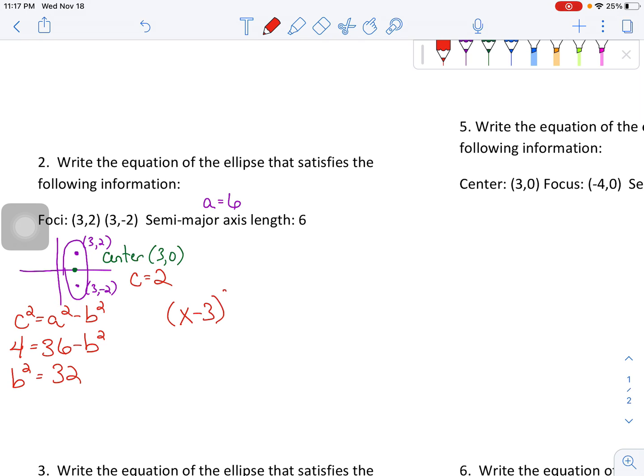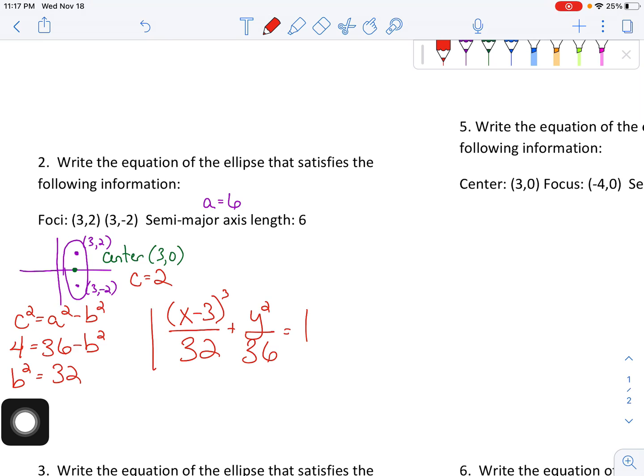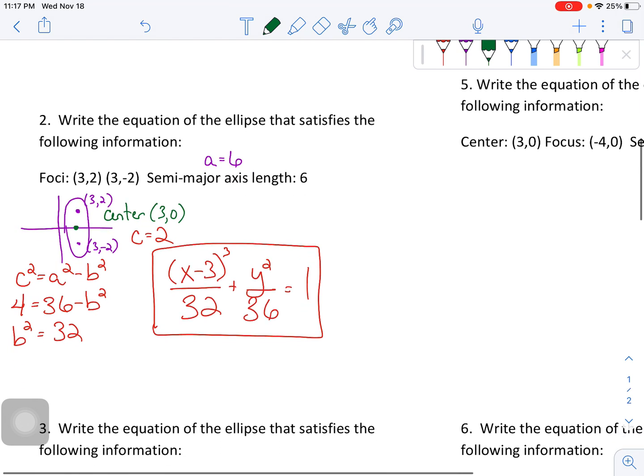All right, so putting this together, we've got x minus 3 squared plus y squared is equal to 1. Now we've got to fill in those denominators. So we are more elongated vertically, right? My major axis is vertical here. So the a squared value is going to go under y. So that's going to be 36. And my b squared value is going to go underneath x. So 32. And that is my handy dandy equation there.